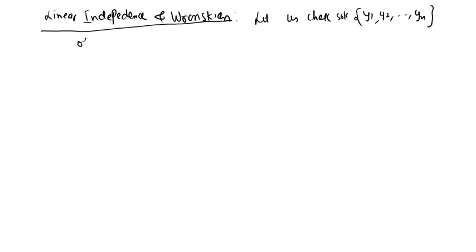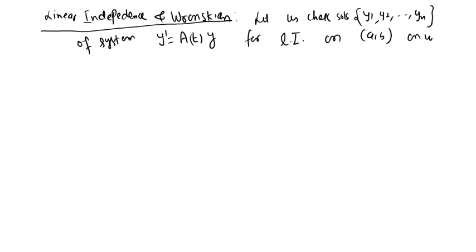So these are solutions y1, y2, yn of the system y dash equal to A y, for linear independence on an interval AB on which the matrix A is continuous. So if A is not continuous, you don't have any guarantee that a solution will exist.